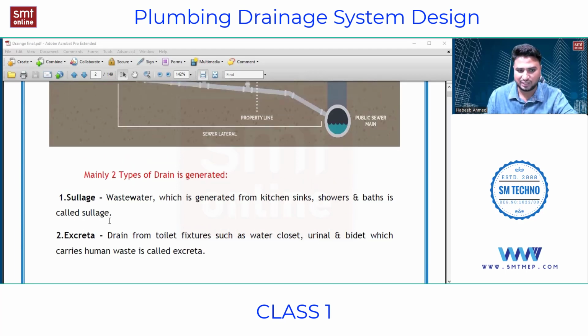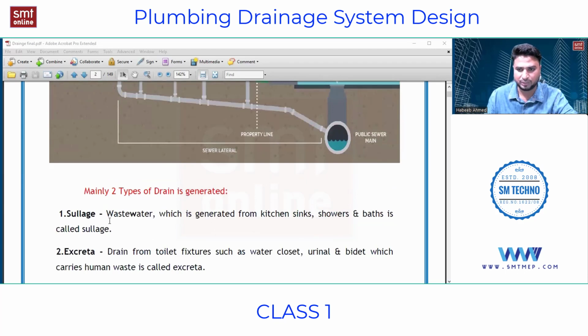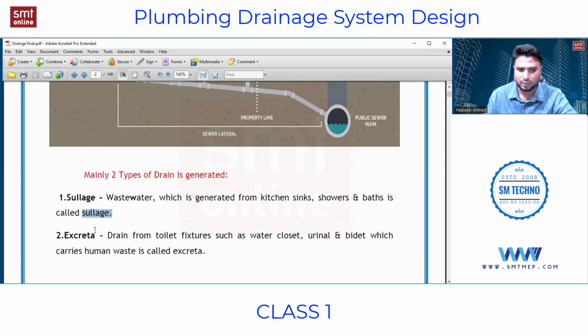What do you mean by sewage? The wastewater, that means the water which is draining from all the fixtures of the entire building except WC, urinal and bidet, comes under the sewage category. So wastewater generated from kitchen sinks, showers, bathtubs, floor drains or washing machines, all this water is called sewage.